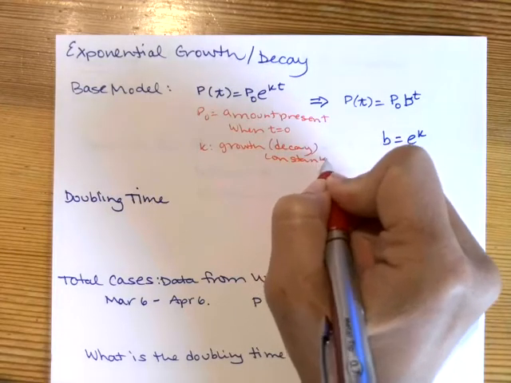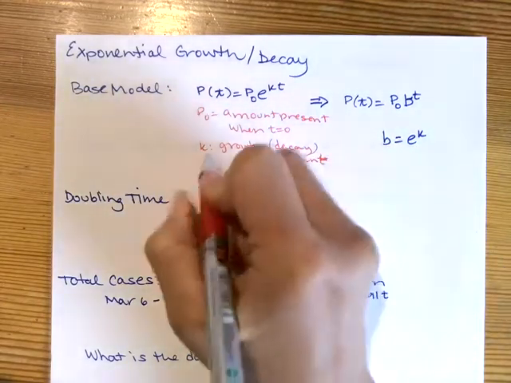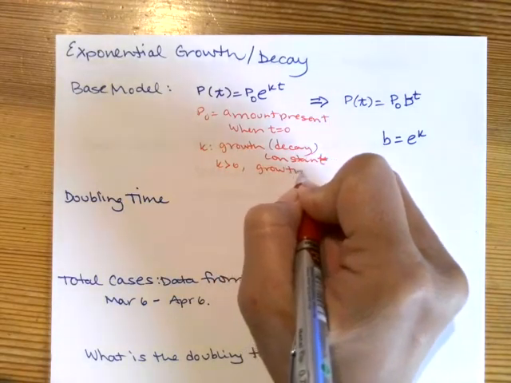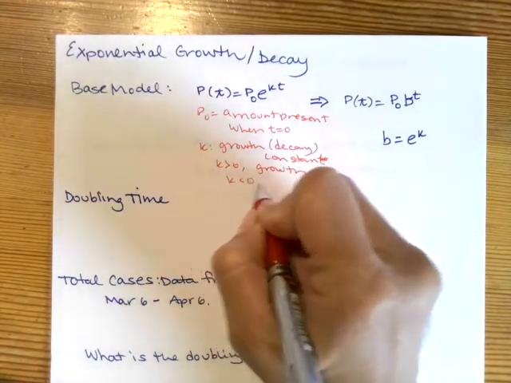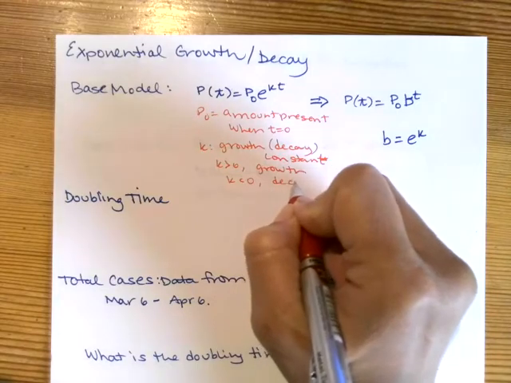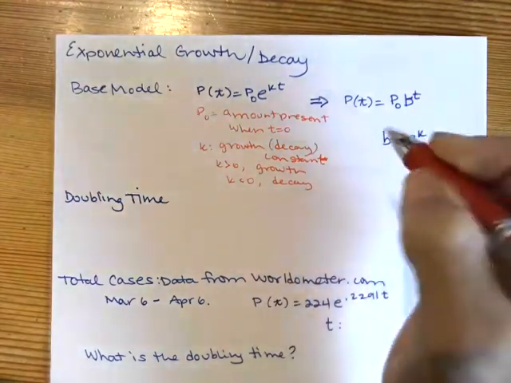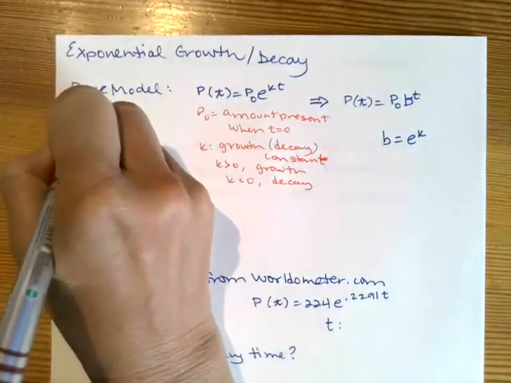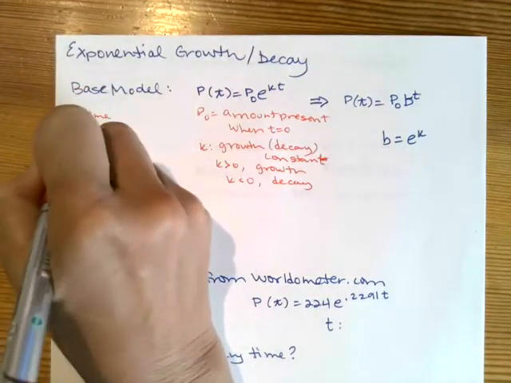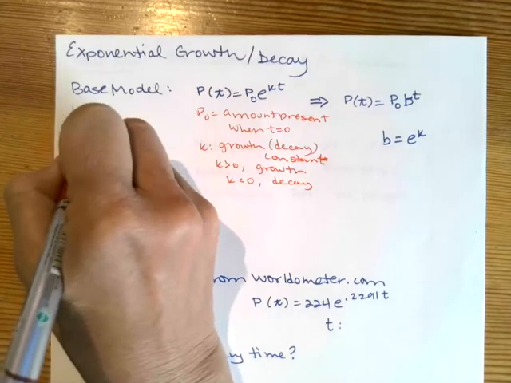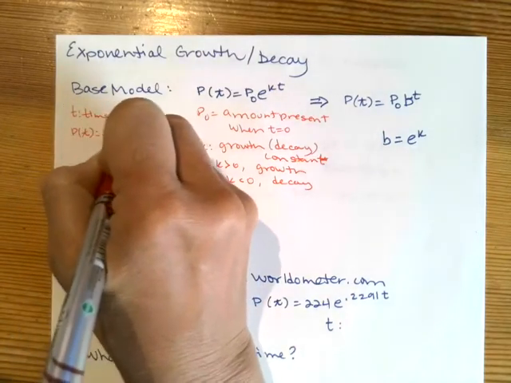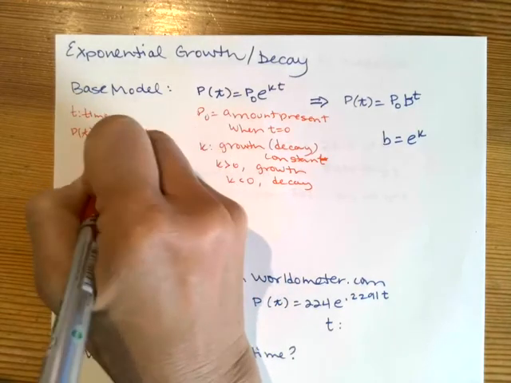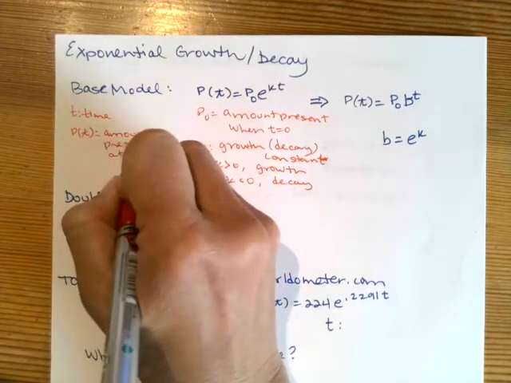If it's positive, it's growth. And if it's negative, it will be decay. And then t is time, and P of t, our output, is the amount present at any other time.